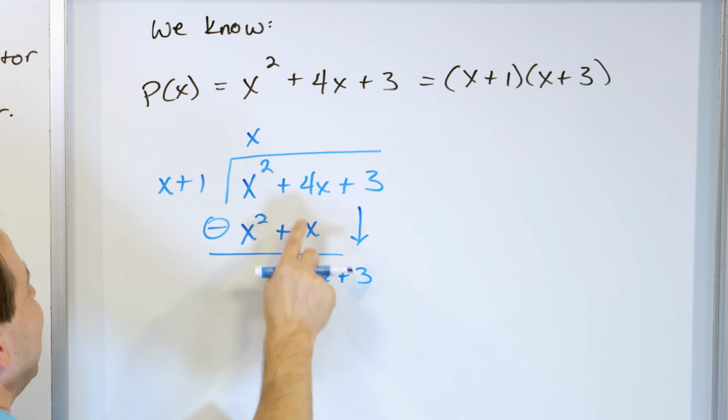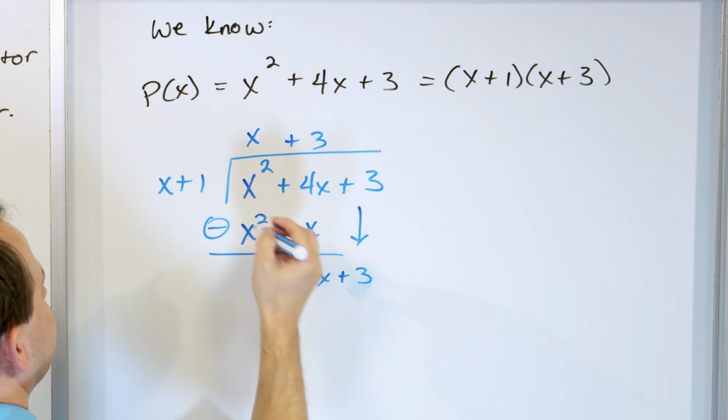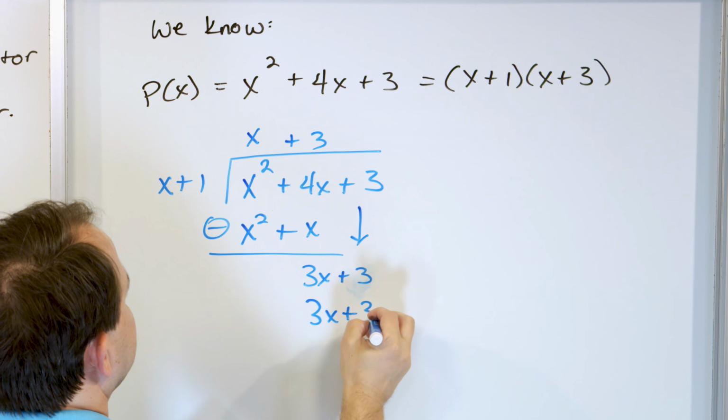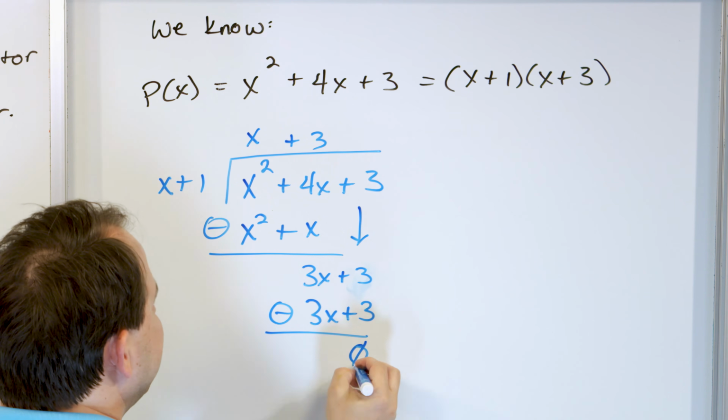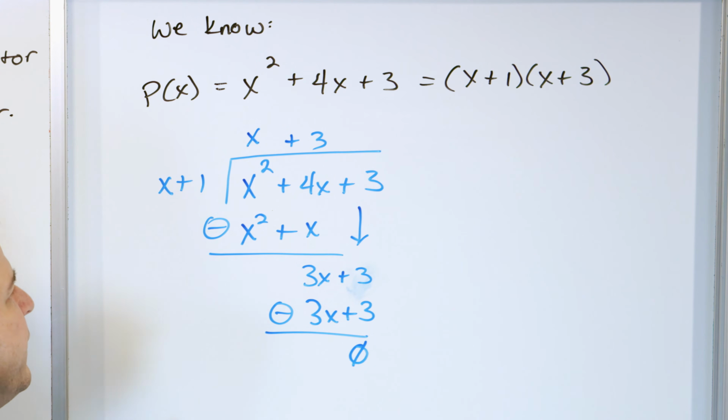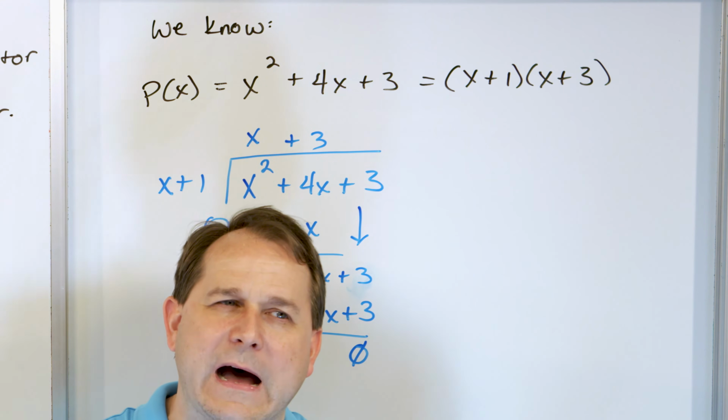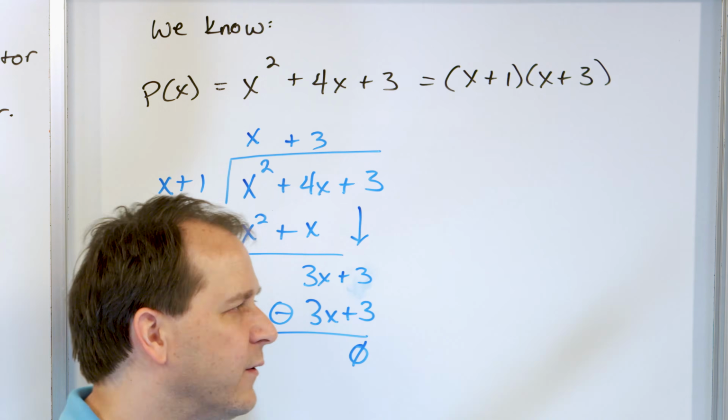And then x times what is 3x? I have to have a 3. So I multiply, get a 3x plus 3. Because I multiply this, I subtract. These both subtract to give me 0. There is no remainder. So factors are things that divide in and there's no remainder, right?